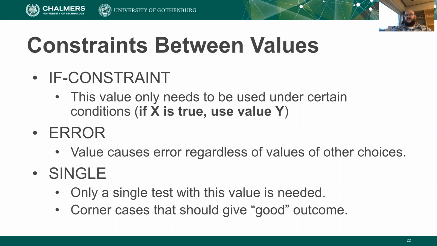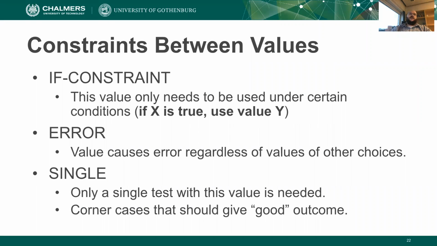The first are called if constraints, where you might choose a particular value for a choice only if a particular value is chosen for another choice. So if we choose X, then we use value Y here for this other choice.